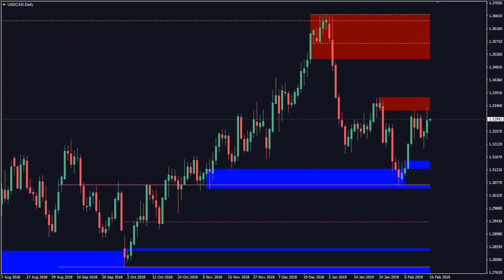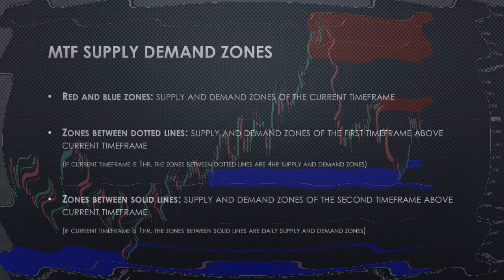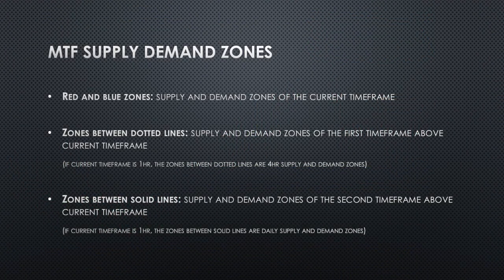This is what you see when you load the MTF Supply Demand Zones indicator on chart. Red and blue zones are supply-demand zones of current time frame. Zones between dotted lines are supply-demand zones of the first time frame above current time frame. Zones between solid lines are supply-demand zones of the second time frame above current time frame.